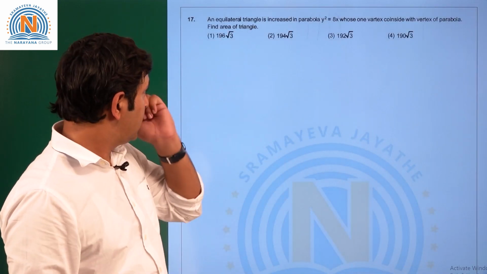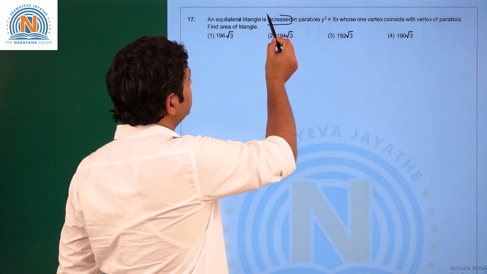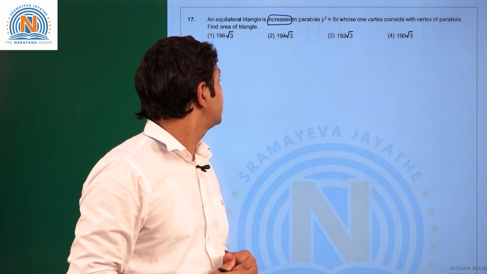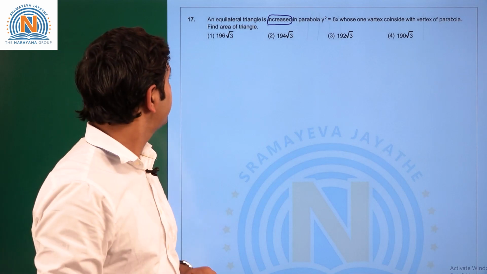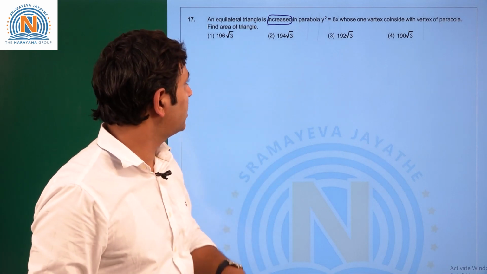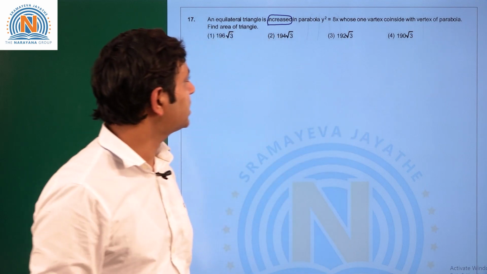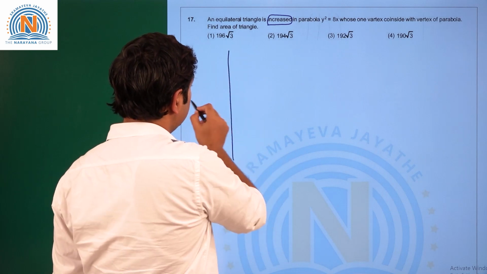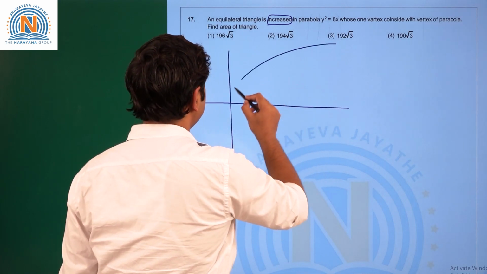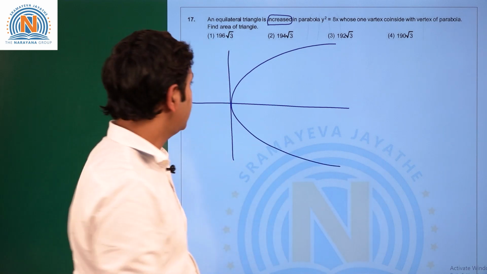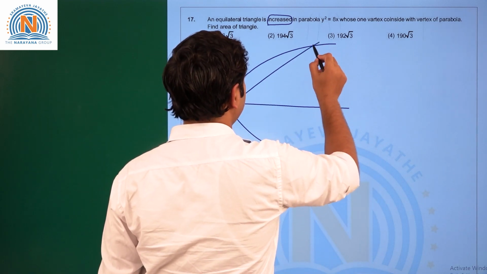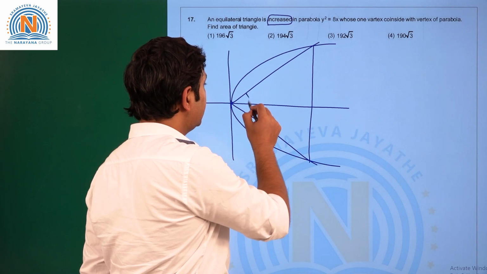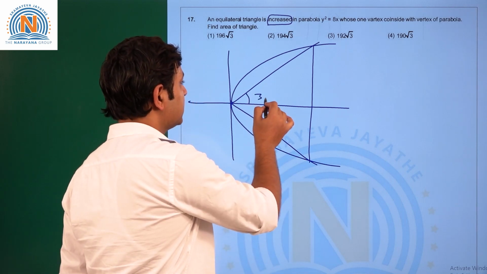An equilateral triangle is inscribed, it's not increased, it must be inscribed. As you recall, these are questions we know about from the memory of the students. So it is inscribed in this parabola y square is equal to 8x, whose one vertex is the vertex of the parabola. Let us say this is the parabola and it's an equilateral triangle. Let's draw an equilateral triangle, nearly equilateral will serve the purpose. This angle, as we know by symmetry, we'll take as 30 degrees.